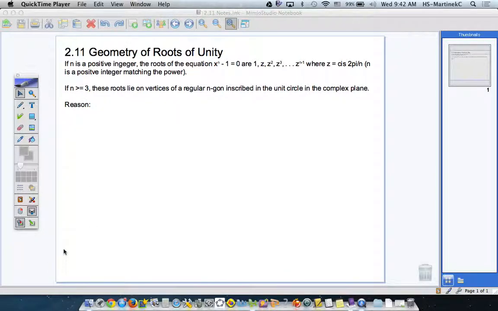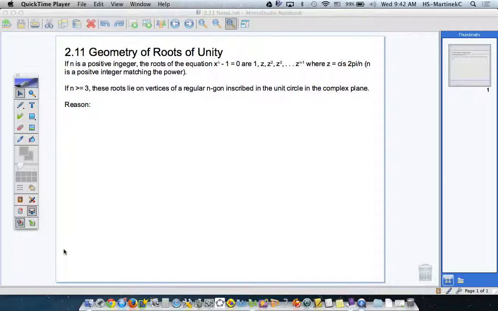So we're looking at 2.11, geometry of roots of unity, and we have a theorem that basically says if n is a positive integer, the roots of the equation x to the nth minus 1 equals 0 are 1, z to the first, z squared, and so on up to z to the n minus 1, where z is equal to cis of 2 pi divided by n.